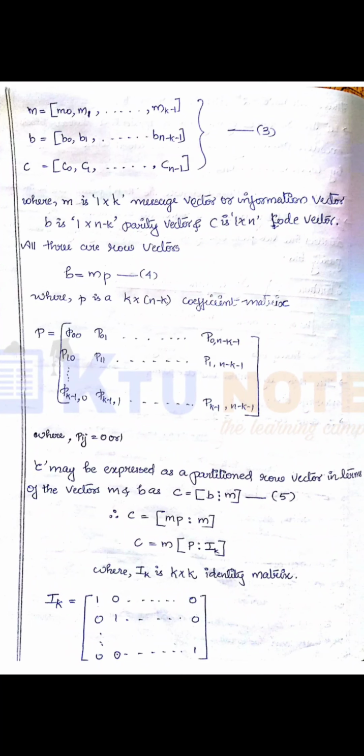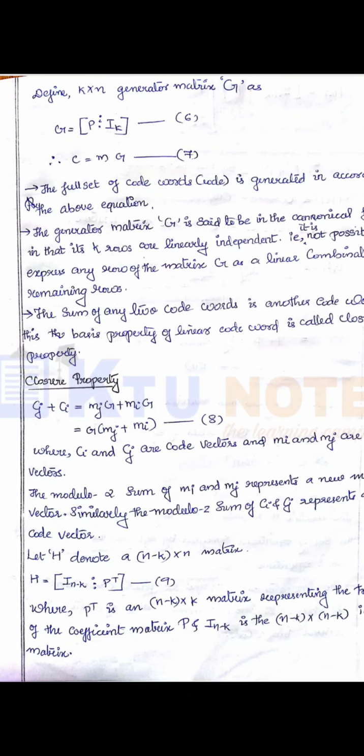Then we can rewrite it as C is equal to m into G. This G is also very important. So we replace [P Ik] with G. So C is equal to mG. So this is the equation for the code word, C is equal to mG, where G is equal to [P Ik]. Okay. So G has a size k by n. This is also important. G has a size k by n. P has a size k by n minus k. Okay. So G is equal to [P Ik] and C is equal to mG.